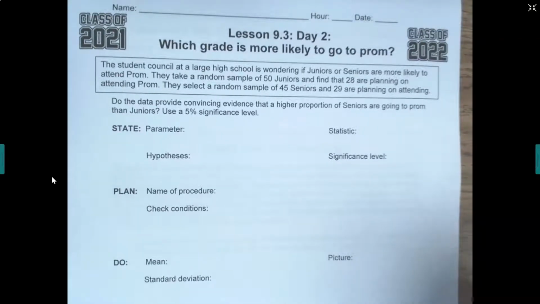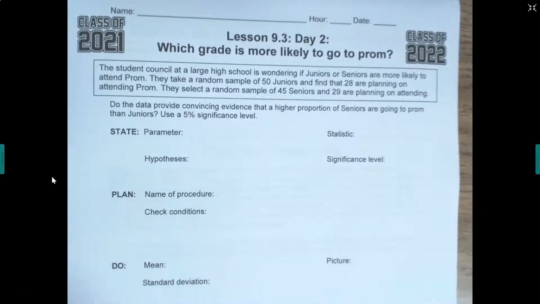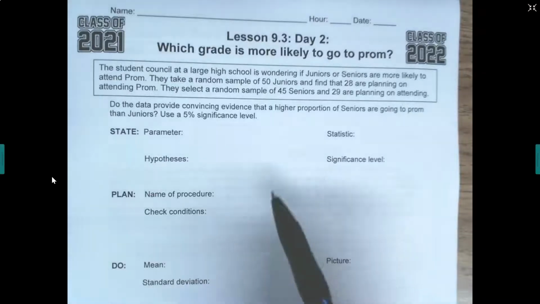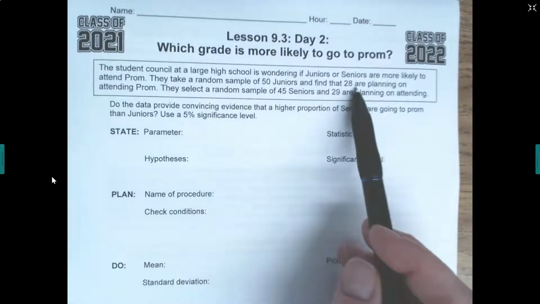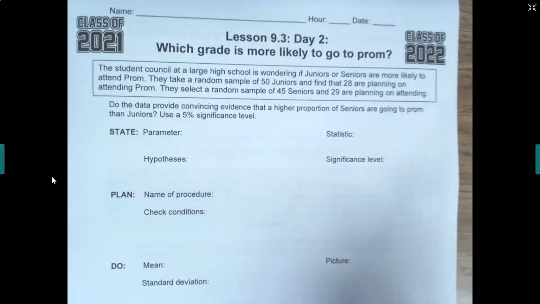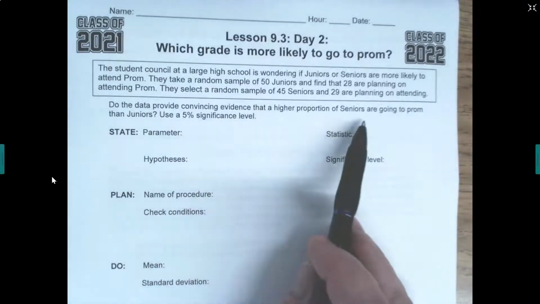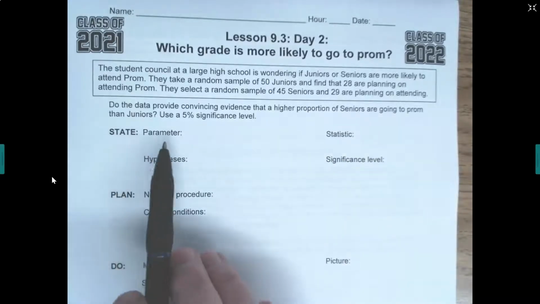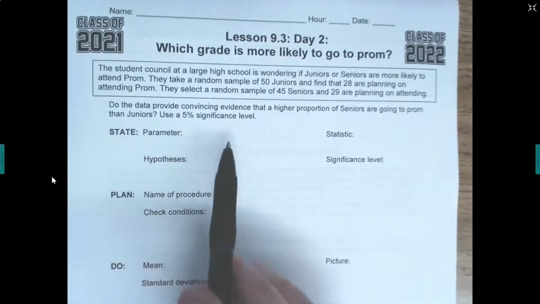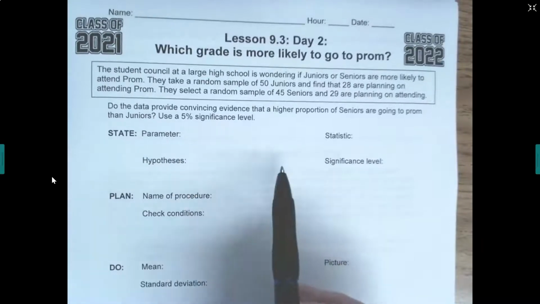All right, so we're revisiting the problem scenario that we talked about last unit. We did a confidence interval about the difference between the two proportions previously. Now we're going to do a significance test. So we have 50 juniors, 28 said they're planning on attending prom, and they have 45 seniors and 29 of them are planning on attending prom. Do the data provide convincing evidence that a higher proportion of seniors are going to go to prom than juniors? Use a 5% significance level. So that's our alpha.